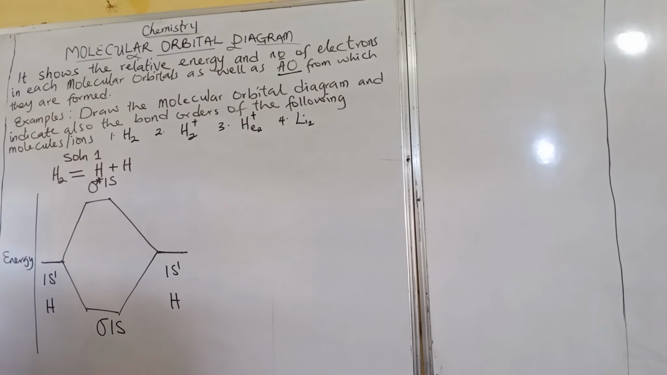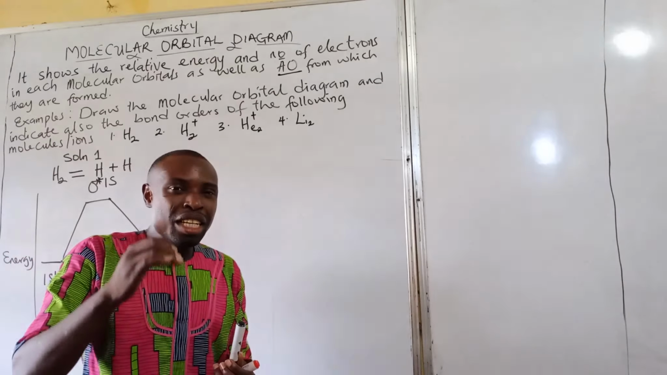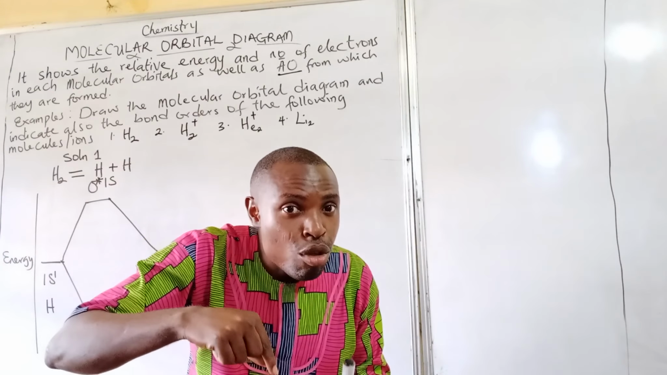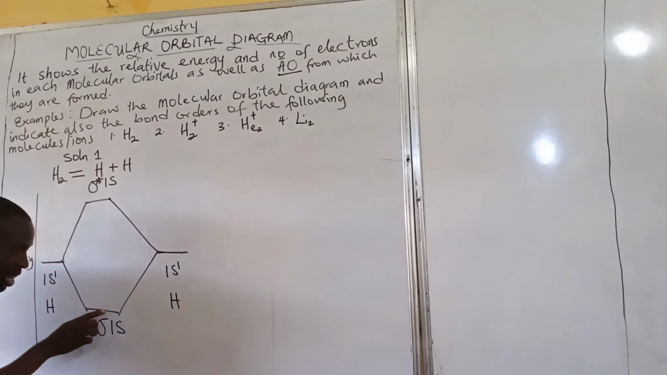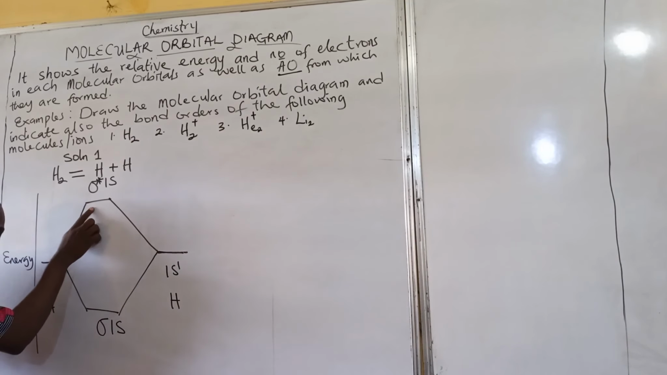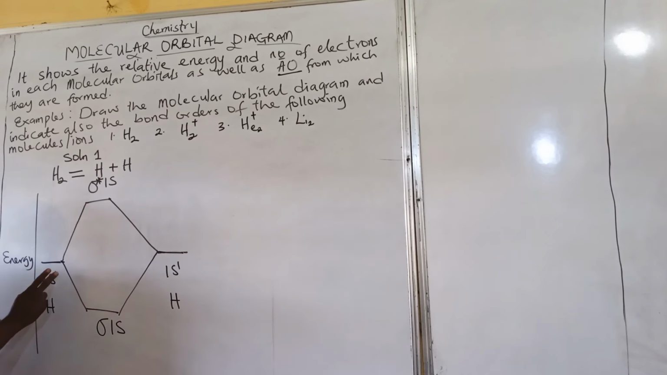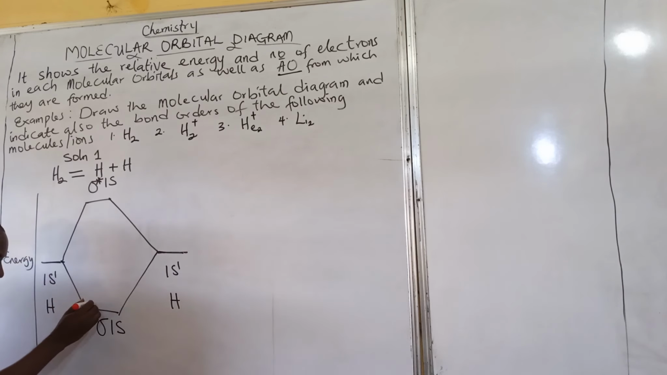Now, look at me. When these two interact, remember I have told you that the bonding molecular orbital is filled first. You first fill this lower one before you go to this one. So when these two interact, what happens? I have two electrons, meaning one electron from here will combine with one electron from here. Here it comes, let me use the red pen so that you can easily follow.